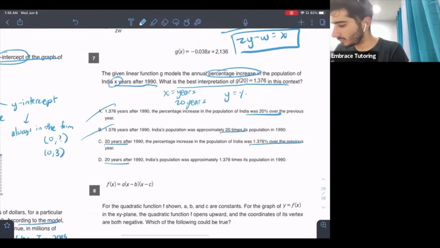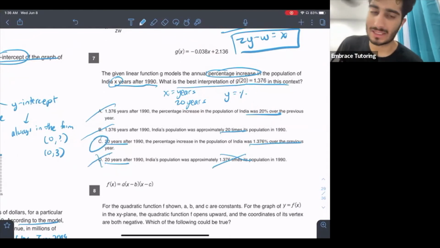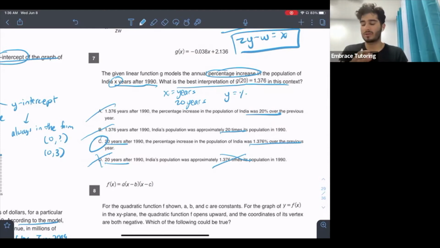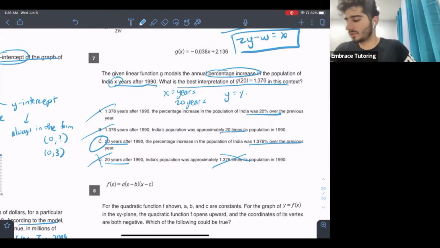Percent increase was 1 point. Good, and then it's not. This is time, so this is eliminated. So our answer is choice C. See, notice how we can eliminate choices by understanding one part of the question, and knowing the other half can help us fully answer the question and get it right. So since X was years, it would have to be 20 years after 1990, and then since Y was annual percentage increase, 1.276% had to be the correct option. So choice C is correct for 7.